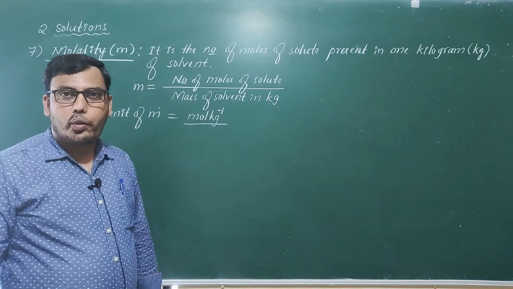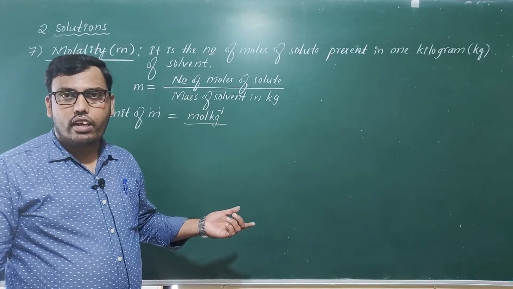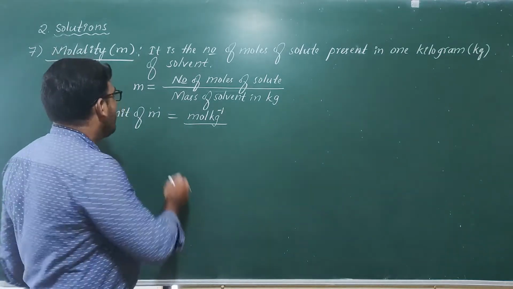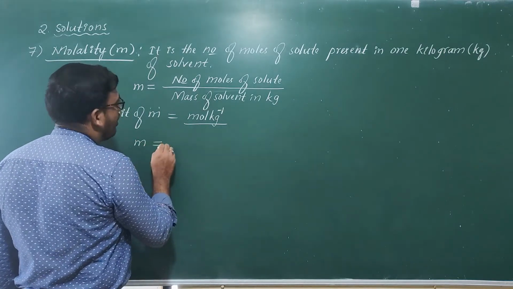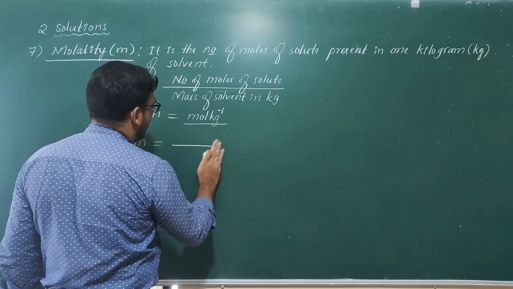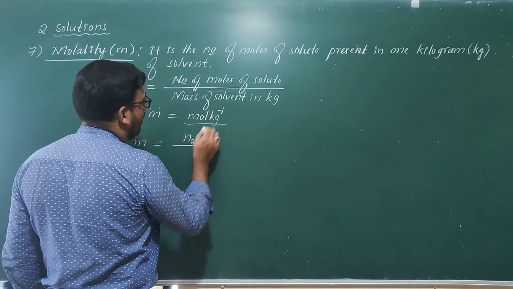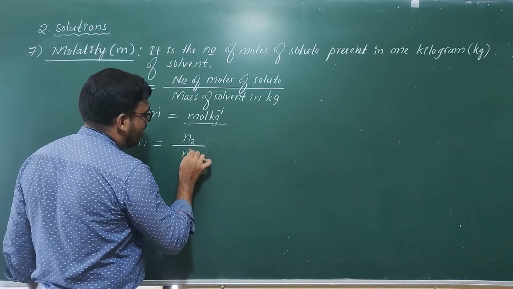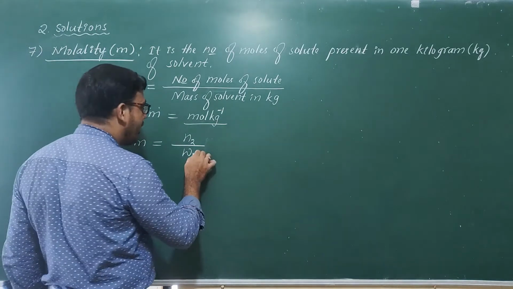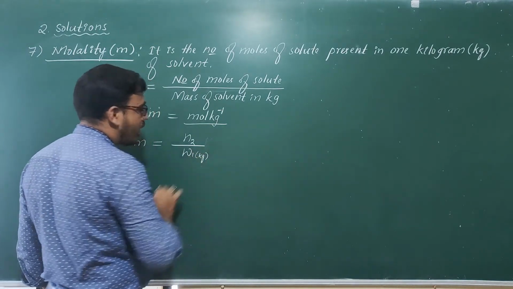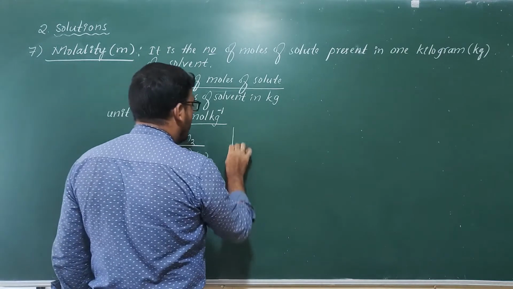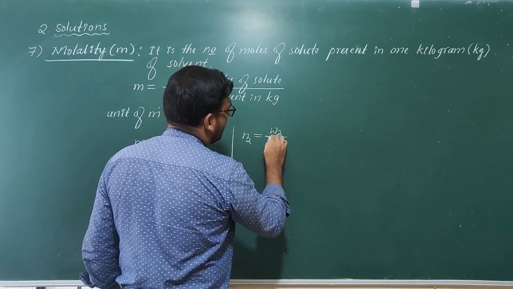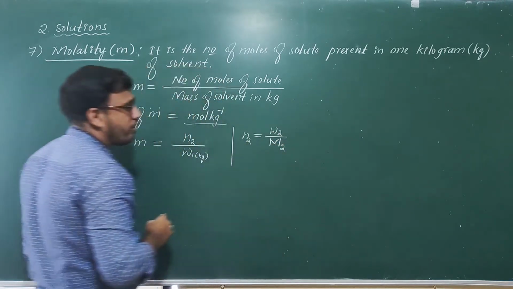Okay. So likewise we can calculate by using a numerical formula for molality. See, molality is equal to, once again, number of moles of solute, say that is represented by N2, divided by mass of solvent in kg. So mass of solvent means W1 is the mass of solvent. It should be in kg. Okay. So this is the short formula. We know that N2, number of moles of solute, is equal to mass by molar mass, W2 divided by M2.